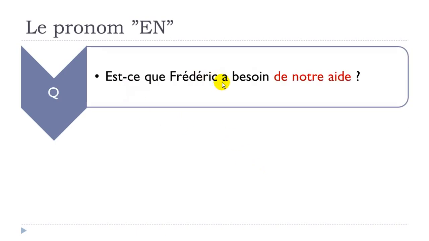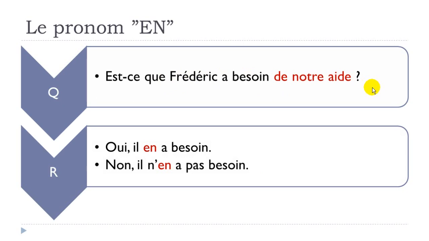Est-ce que Frédéric a besoin de notre aide? Okay, avoir besoin, it's to need, okay? Notre aide, our help. Est-ce que Frédéric a besoin de notre aide? Same thing here. We don't want to repeat de notre aide. So, oui, il en a besoin. Non, il n'en a pas besoin.